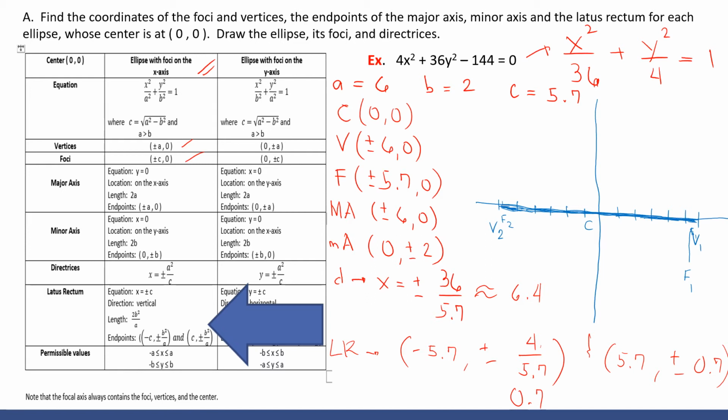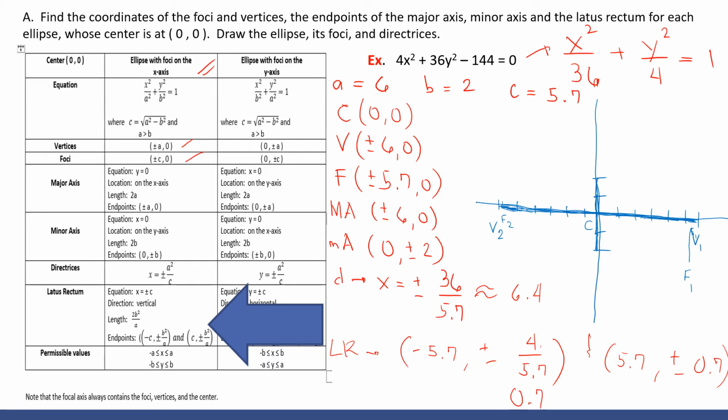And for the minor axis coordinates, we have 0, plus, minus 2. Meaning, from the origin, taas ka ng dalawa. Okay? Tapos, baba ka ng dalawa. And this will be your minor axis.